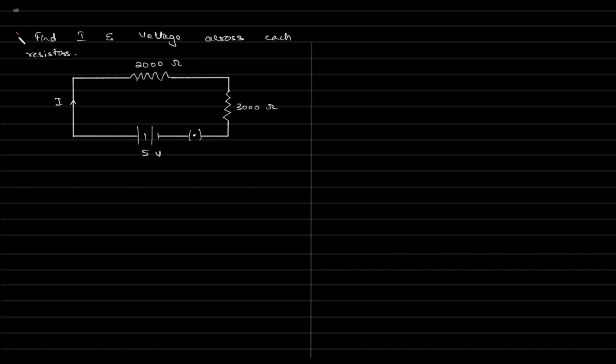Find the current and voltage across each resistor. So this is the kind of question that you need to answer. If you understood the concept, this will be easy. I'm waiting for you guys to pause and figure out the answer.